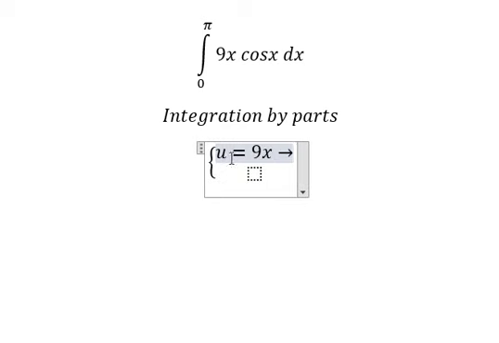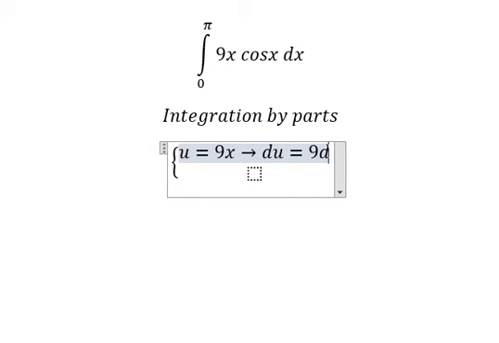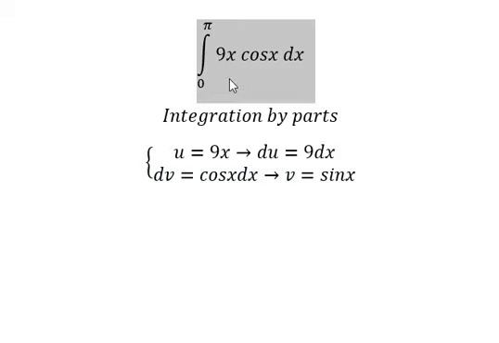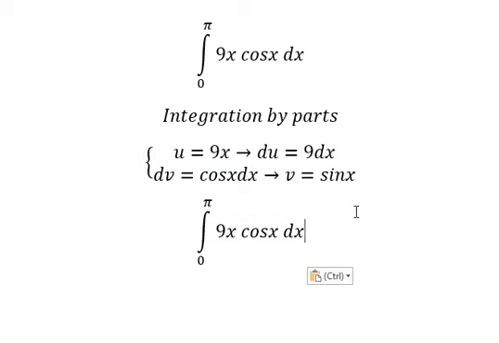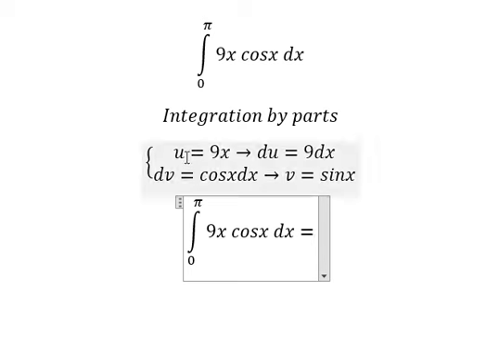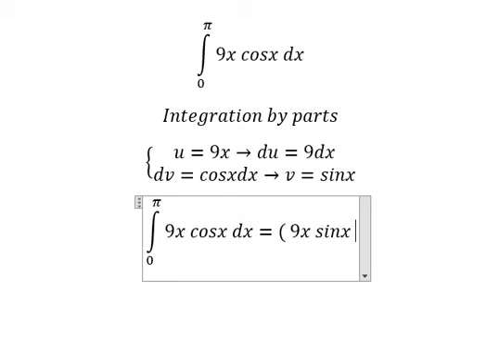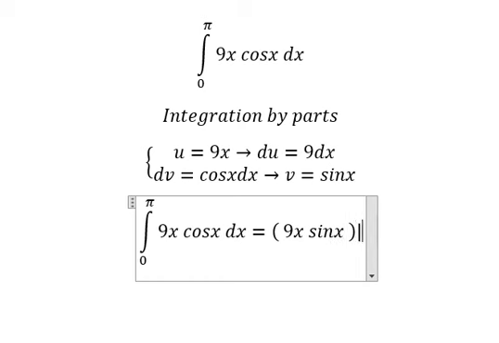Later we first take the derivative of both sides, and we have 9 dx, dv is cosine x dx. The integration of cosine x is sine x. Now we have u multiplied by v, that is 9x sine x, and we put the bounds from 0 to b.